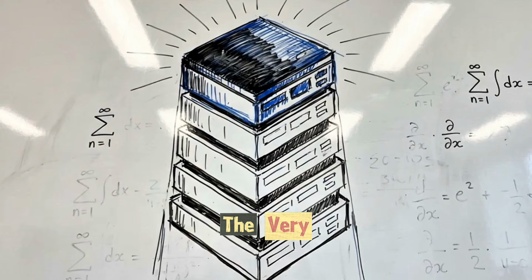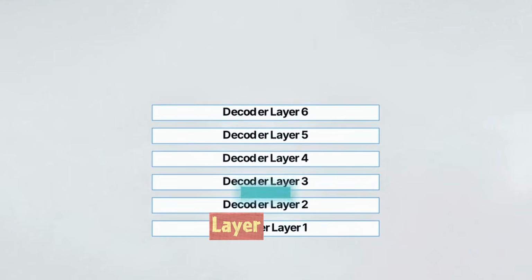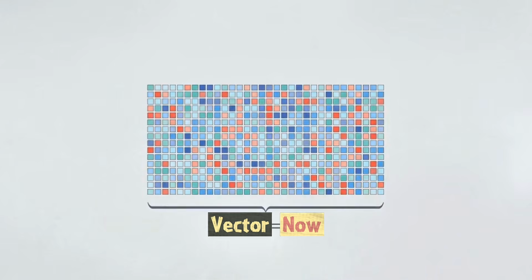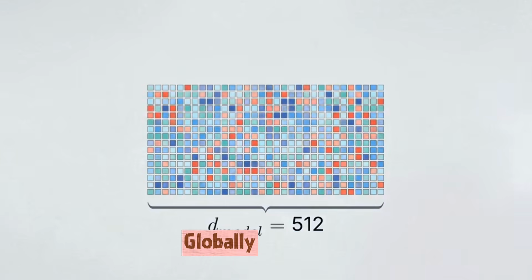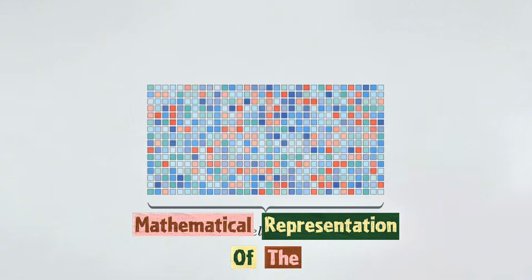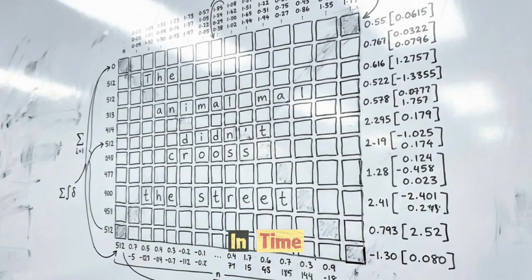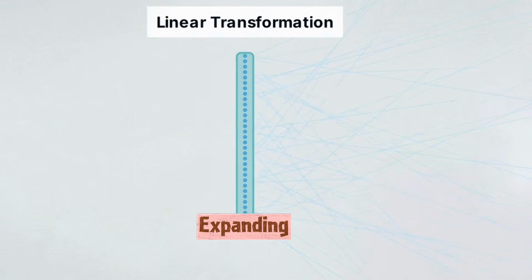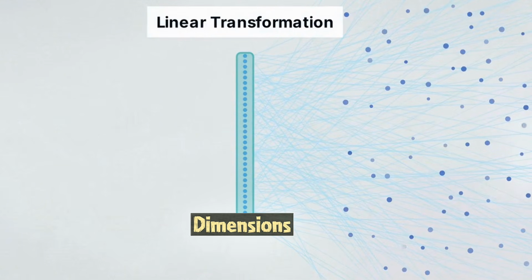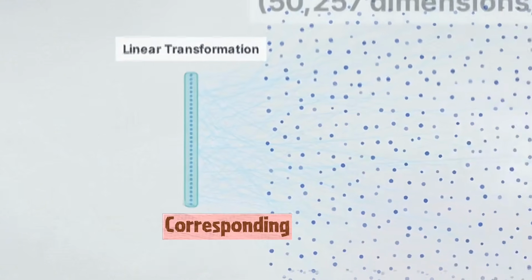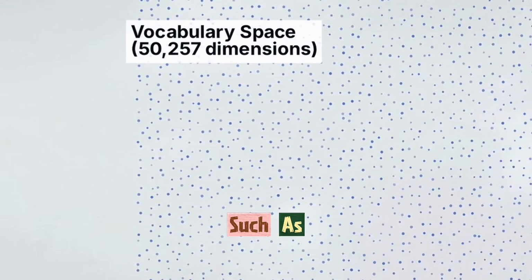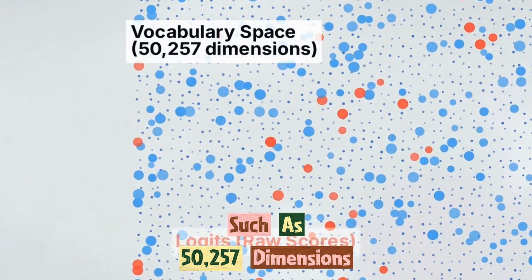We have now reached the very top of the architecture. The final refined tensor is exiting the 6-layer stack of the decoder. This final 512-dimensional vector now contains an incredibly dense, globally informed mathematical representation of the entire sequence context up to that point in time. It passes through a final linear transformation layer, expanding out from 512 dimensions into a massive space corresponding exactly to the model's entire vocabulary size, such as 50,257 dimensions.